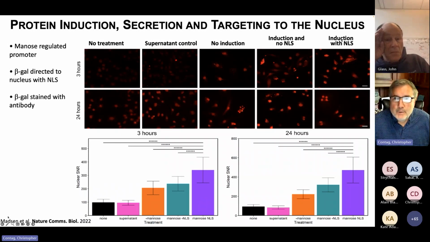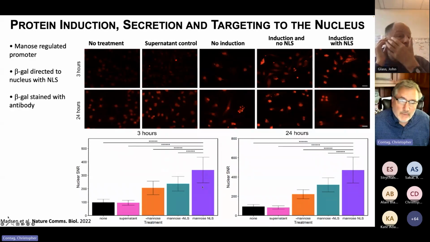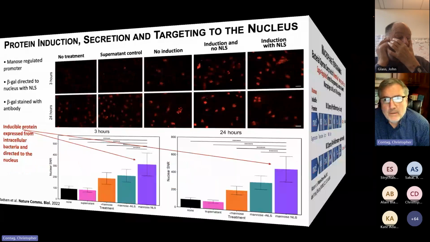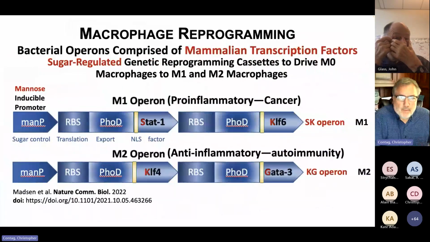But if you induce with mannose and you have a nuclear localization signal, you see the beta-galactosidase in the nucleus, and you could look at the differences here with all the different controls, showing that we could induce a protein, we could get it into the cytoplasm, and then transport it into the nucleus. So from there, we started making bacterial operons comprised of mammalian transcription factors.